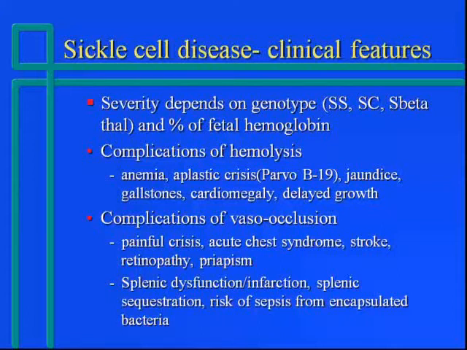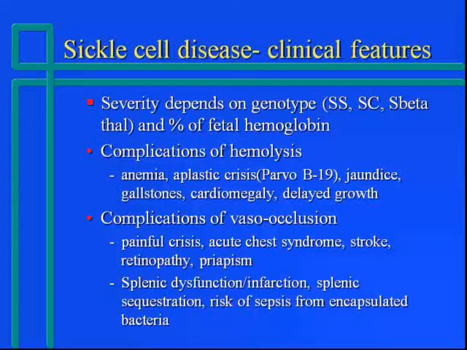The major clinical complications that patients with sickle cell disease have are those of hemolysis, severe anemia, aplastic crisis, in particular from parvovirus B19 infection, jaundice, gallstones, cardiomegaly related to a chronic high output state, and sometimes poor growth. They also have vaso-occlusive complications, most prominently painful crises. These tend to be in the hands and feet in infants, termed dactylitis, and then most prominently in the long bones in older children, though it can also be abdominal or chest wall and ribs.